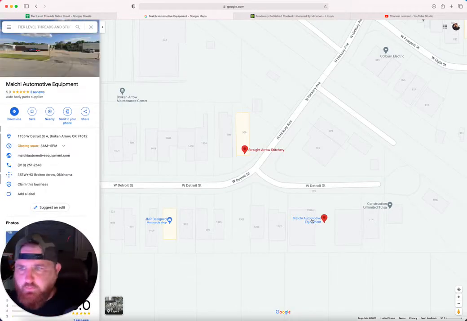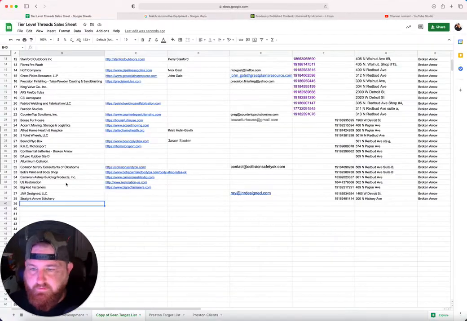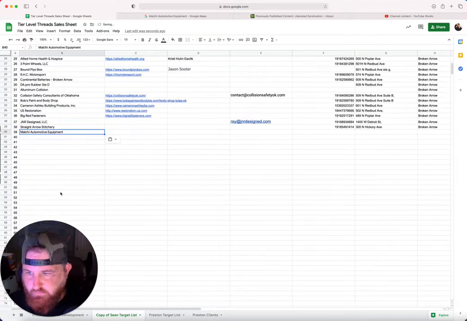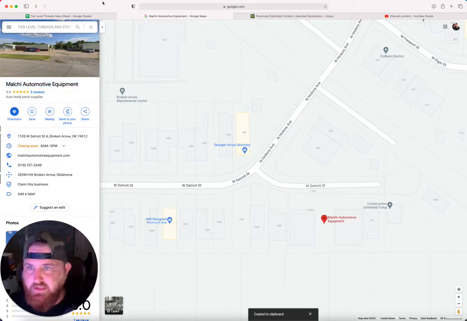And they don't have a website, so we're going to keep moving on here. So here's another automotive equipment shop. I'm going to go ahead and put that on there. They look like they have a website as well. And again, we're cutting and pasting, building this target list. We're going to be doing a lot more addition of information to it.